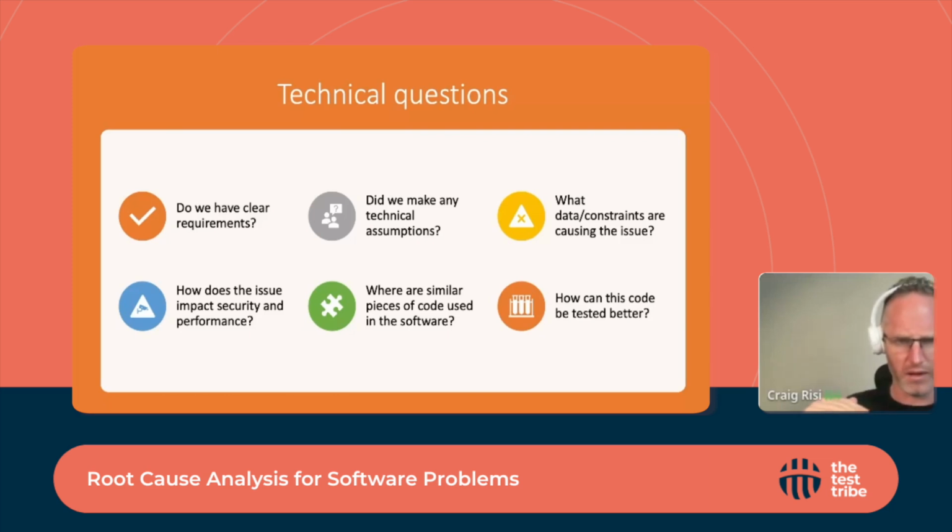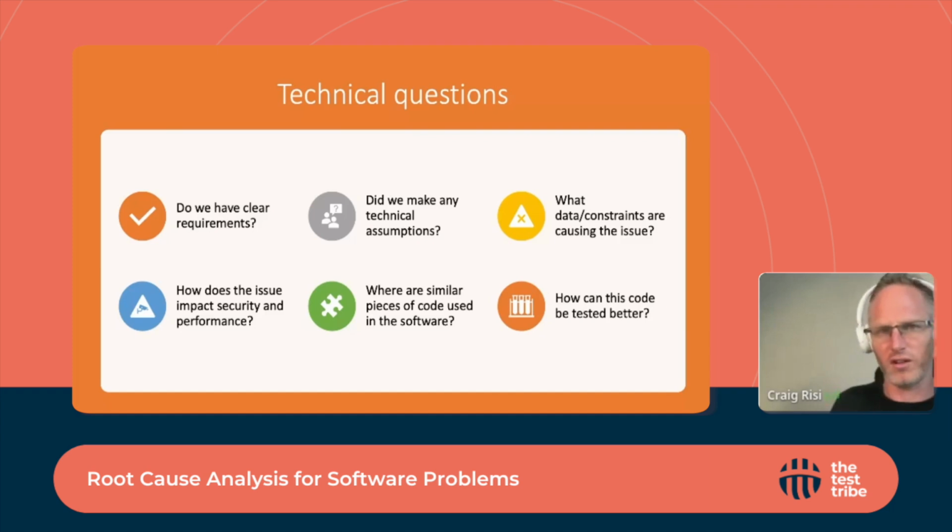What is wrong? And then the last question that we need to ask critically is, how can this code be tested better? Because we obviously missed something. Something got into production, there was an issue, even if something was just picked up in the testing space, how do we pick it up sooner? I'm a huge advocate for shifting left on the testing space. And even if we're catching everything at a testing phase, I'm always asking the question, well, how do we catch it sooner?